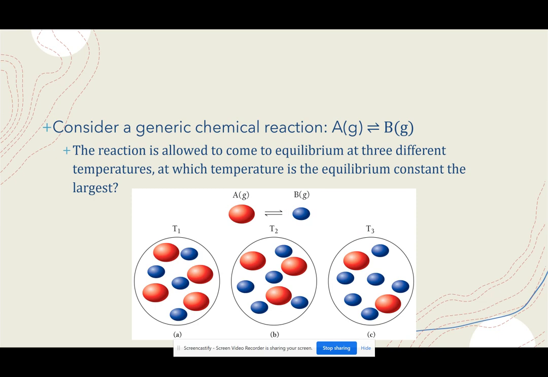So if I'm considering this general chemical reaction where A is turning into B, the reaction is allowed to come to equilibrium at 3 different temperatures. At which temperature is the equilibrium constant the largest? So again, when you have a large value of K, it tells you that the products are favored. So when I'm looking at T1, T2, and T3 here, I see that T3 has the most products. And so that would be the temperature at which the value of K is large. At T2, the value of K is definitely going to be more than 1, but T3 has more product than T2, and so that's why I picked that one.